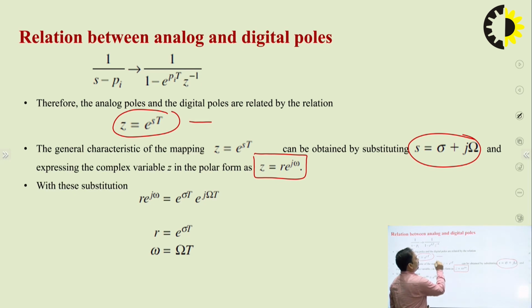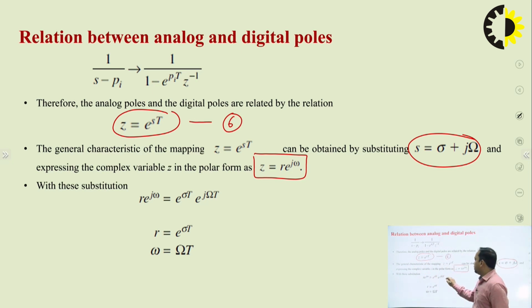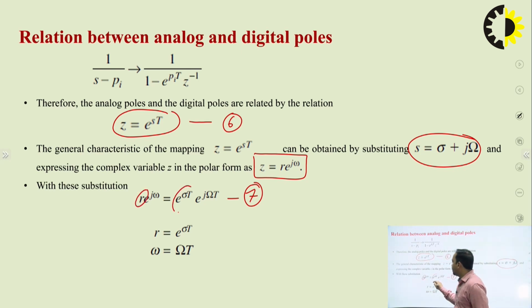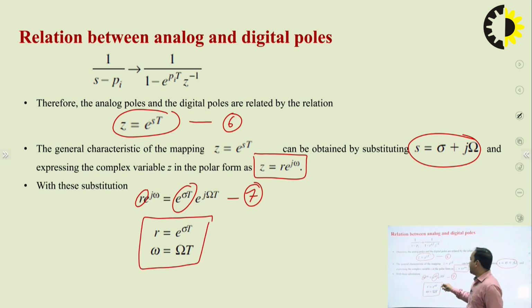In equation number 6, we are going to use this S and Z. If we compare this with equation number 7 on both sides, we can say that the real part is r, where r is e raised to power sigma T, whereas e raised to power j omega can be compared with e raised to power j Omega T. So I'm getting the result: one is regarding the magnitude and one is regarding the phase. These two equations are very, very helpful in explaining the stability of a digital filter.